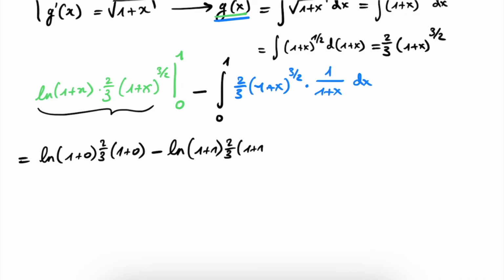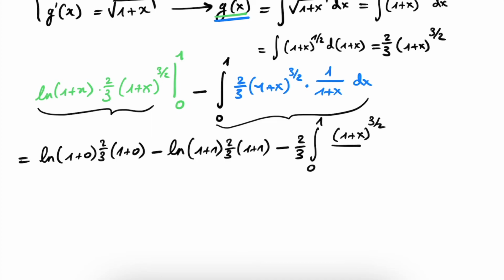And then we subtract this remaining integral, which can be rewritten as 2 over 3, which is this constant factor which we bring outside of the integral, times the integral between 0 and 1 of (1 plus x) to the power of 3 halves divided by 1 plus x dx. And this is one of the nice things to have when using partial integration, because the integrals that we are left with always somehow fall into this very nice form.